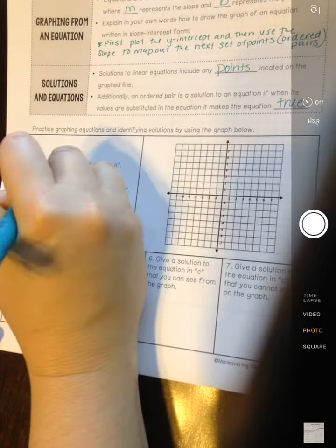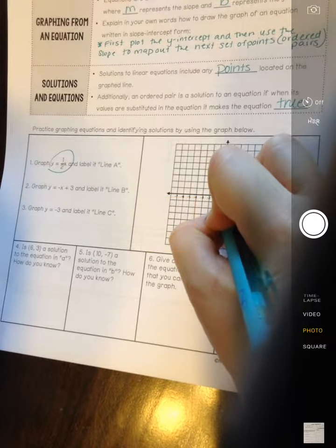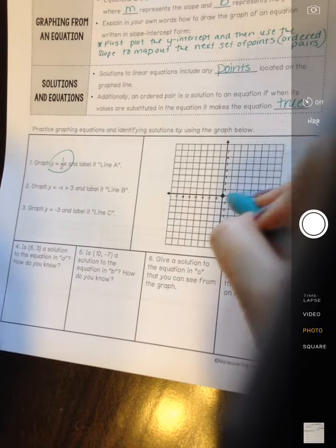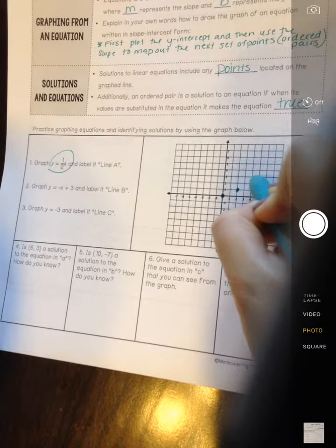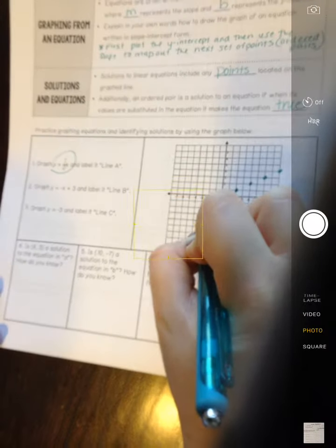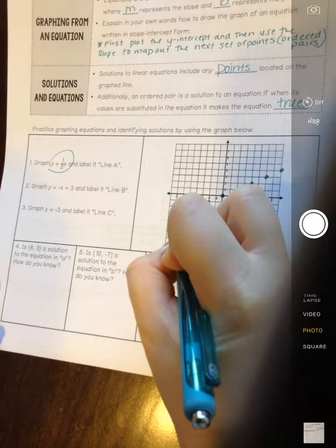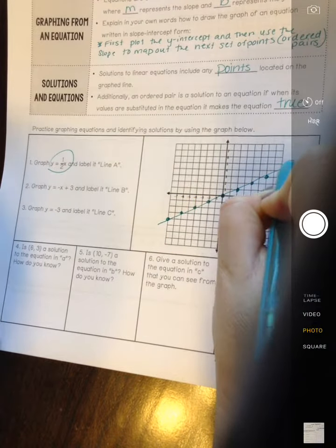So let's go ahead and we're going to graph 1, 2, and 3 on the graph given. So graph 1 is y equals 1/2 x. So I'm going to go ahead and plot on the origin. Slope tells me up 1 over 2. So I'm going to fill in the whole graph by going up 1 over 2, and then the opposite way. Connect your points, and then you're going to put an A somewhere next to your line.